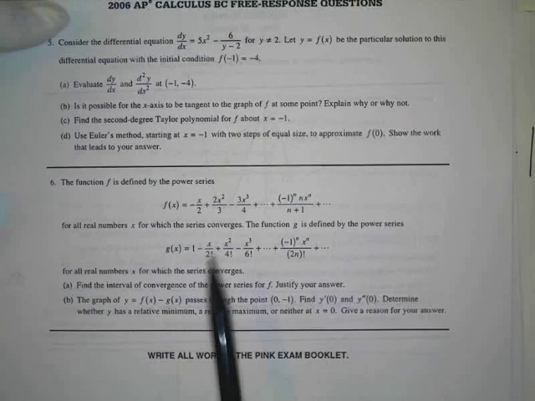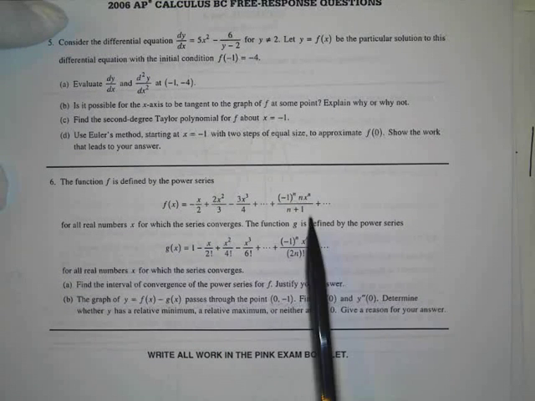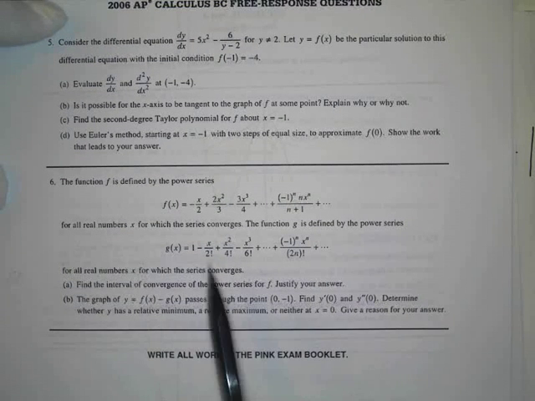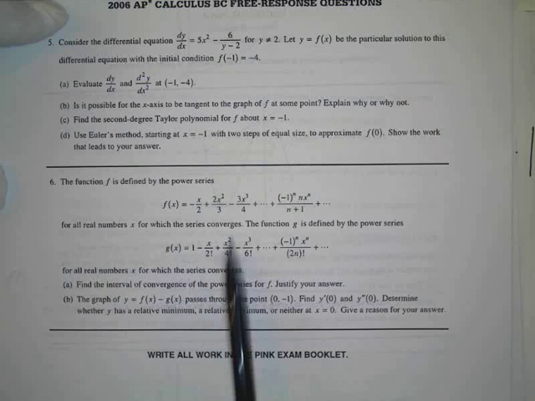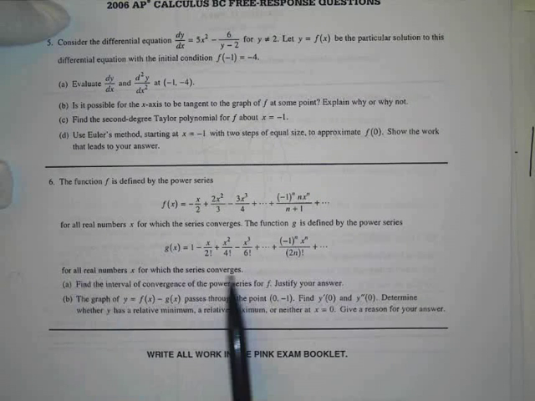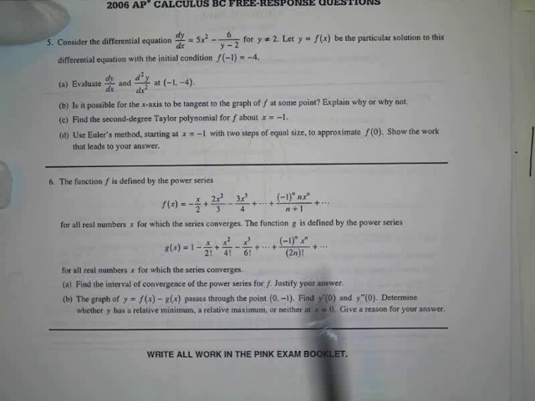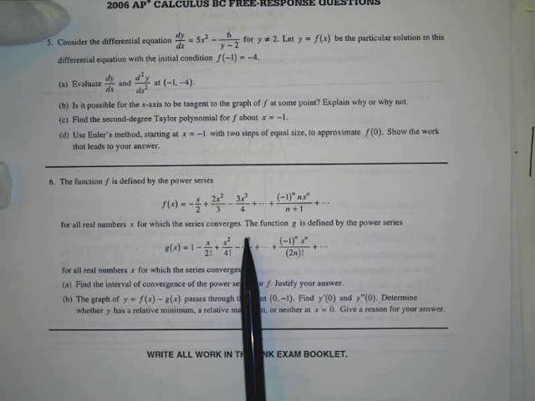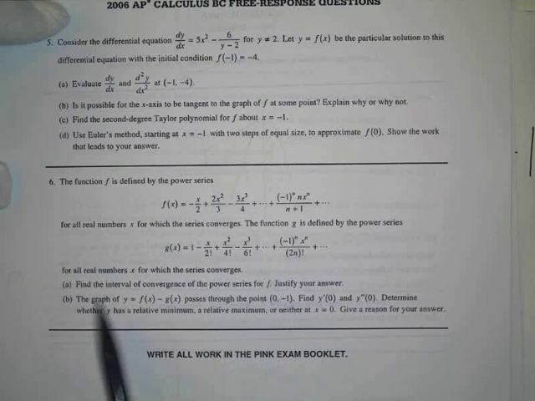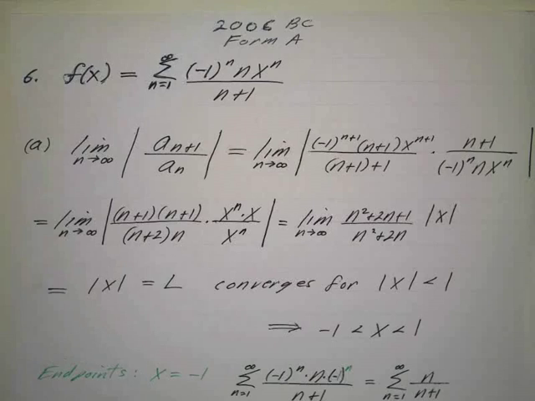downloaded. You can download these from AP Central. And this is the general term of f of x. This is the general term of g of x, and these are a few terms they wrote out. Okay, for all real x for which the series converges, this is g of x, and for all x for which the series converges, it's f of x. So first of all, they want you to find the interval of convergence for the power series for f. Justify your answer, so you want to show your work.